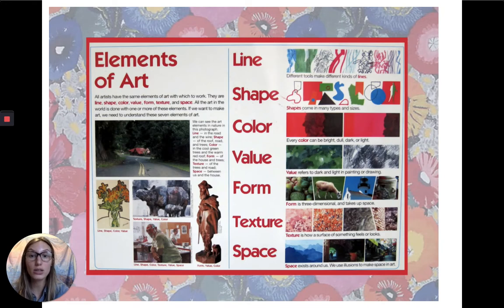Okay, so one of these posters is on the elements of art. So there are 7 elements of art. We're going to talk about them a lot during the school year. No matter how old you are, no matter what grade you're in, we're going to talk about the elements of art. Okay, line, shape, color, value, form, texture, space. They all mean different things. Don't worry, we'll learn about them.